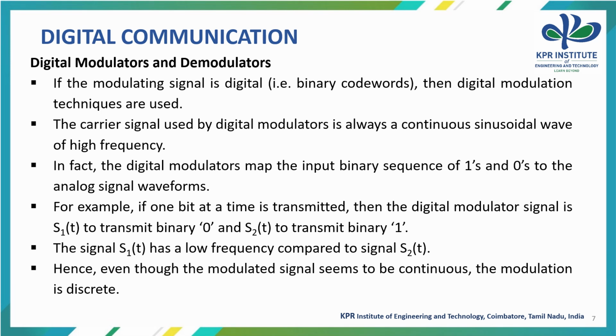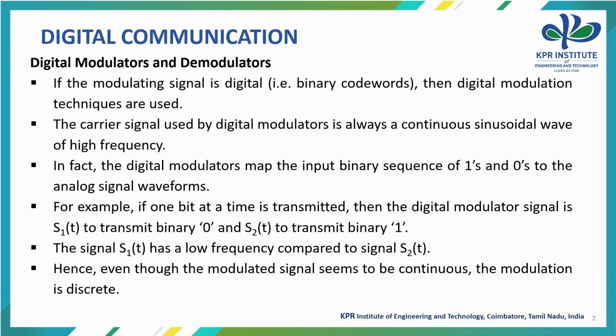If the modulating signal is digital, which is in the form of binary code words, then digital modulation techniques are involved. The carrier signal used by digital modulators is always a continuous sinusoidal wave with high frequency. In fact, the digital modulators map the input binary sequence of ones and zeros to an analog signal waveform. For example, if one bit at a time is transmitted, then the digital modulator signal is S1(t) to transmit binary 0 and S2(t) to transmit binary 1. The signal S1(t) has a low frequency when compared to the signal S2(t).